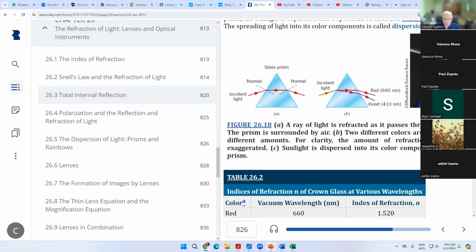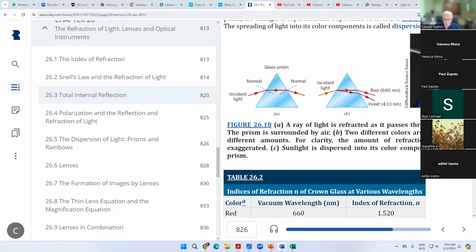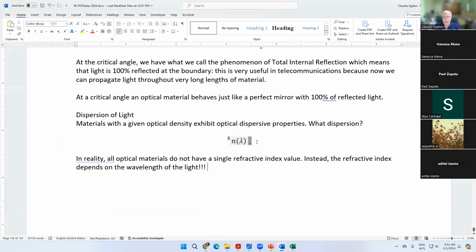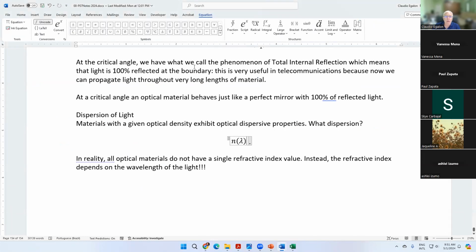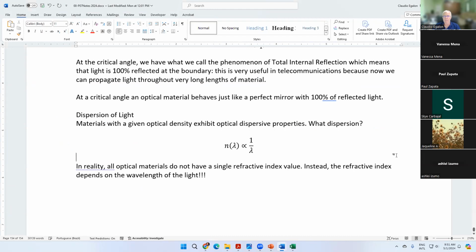So the relation is more or less like that. It's an inverse proportion with the wavelength. It's an approximation, I'm not going to say that it is exact. The shorter the wavelength, the higher the refractive index. I'm going to put it as a proportionality. Okay.